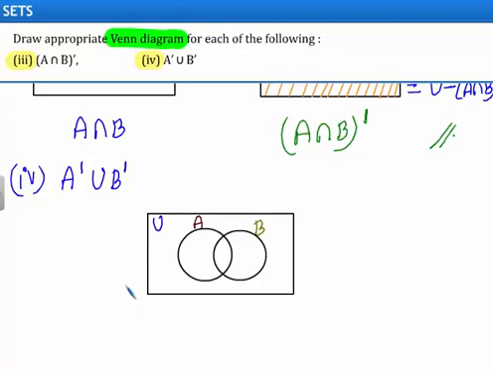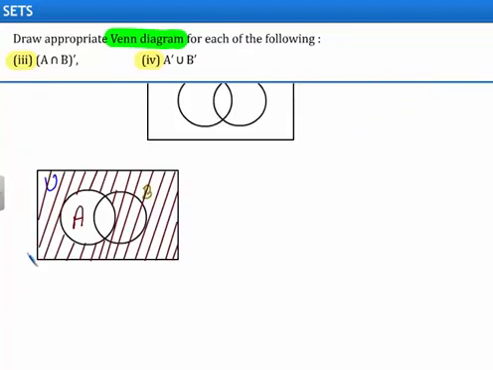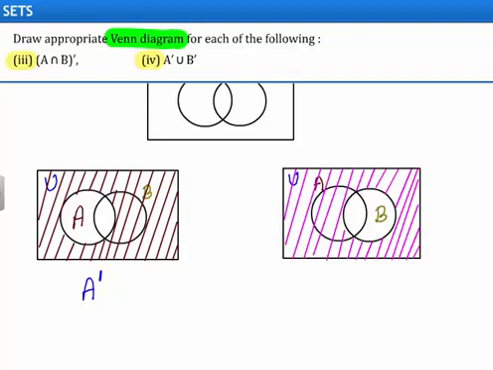In this diagram, we have the universal set and the sets A and B. To draw the Venn diagram of A complement union B complement, first let us draw the Venn diagrams of A complement and B complement. This is the Venn diagram representation of A complement. Next, let us draw the Venn diagram of B complement. This Venn diagram represents B complement. The shaded portion is B complement.